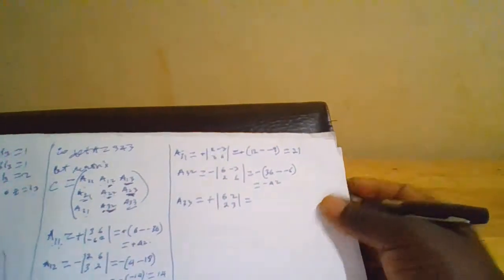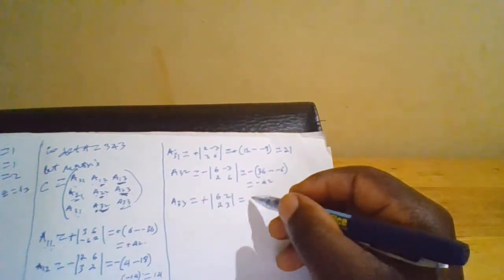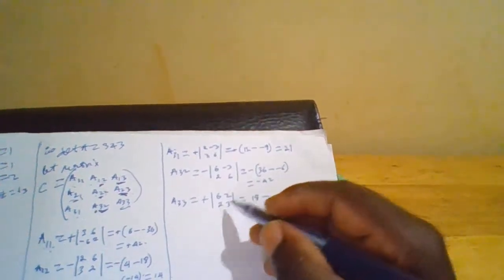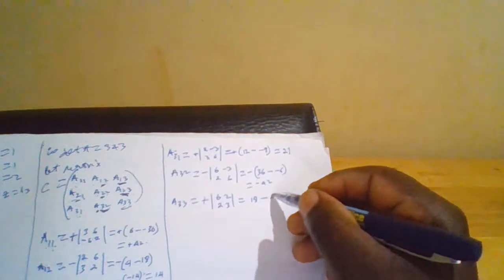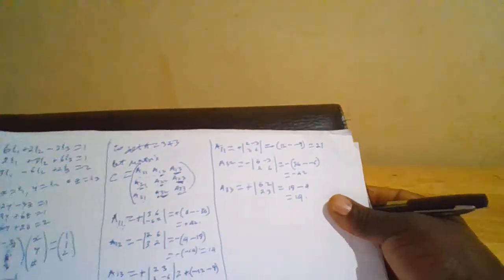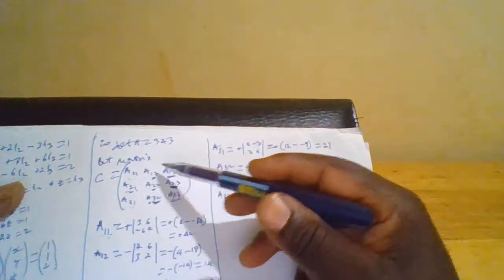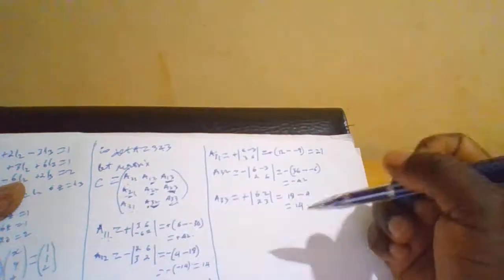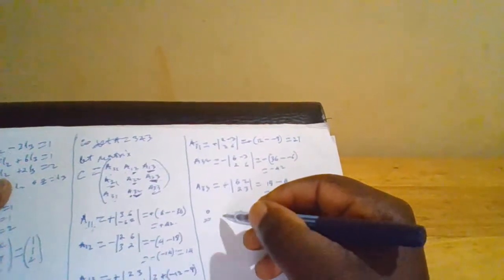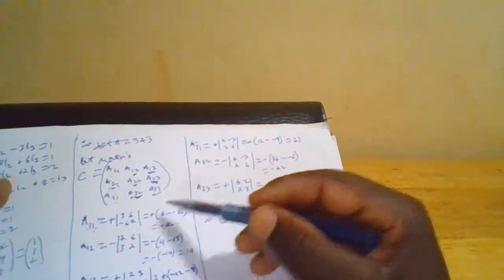This equals 3 times 6, 18, minus 2 times 2, 4. So this equals 14. So we have the elements of this matrix C. Therefore, matrix C will be equal to, we now collect all this.